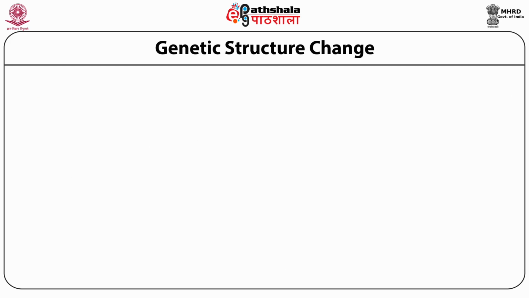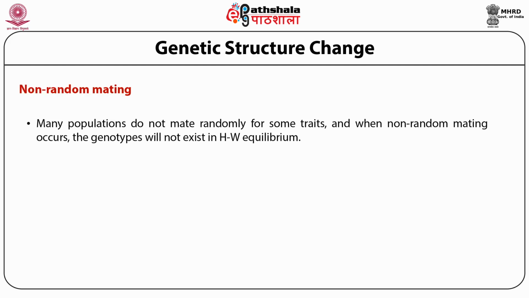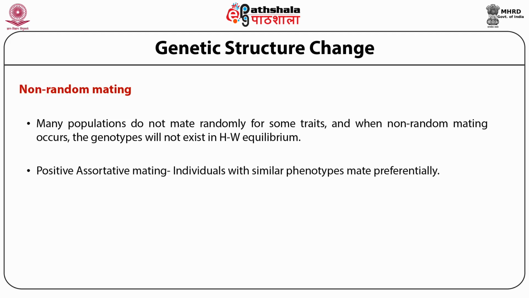Now let me explain how non-random mating operates and changes genetic structure. Many populations do not mate randomly for some traits, and when non-random mating occurs, the genotypes will not exist in Hardy-Weinberg equilibrium. In positive assortative mating, individuals with similar phenotypes mate preferentially.